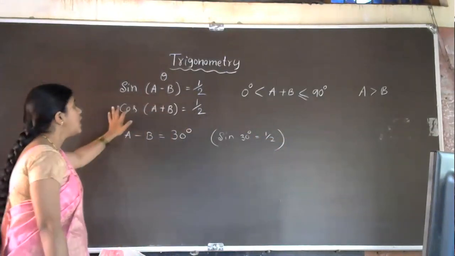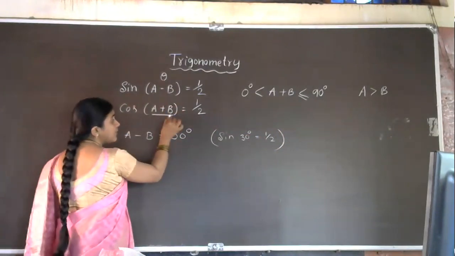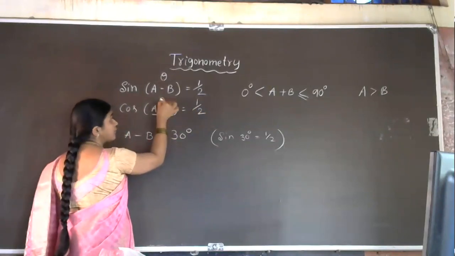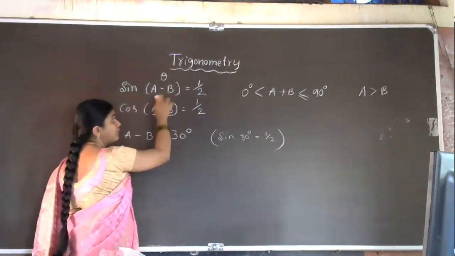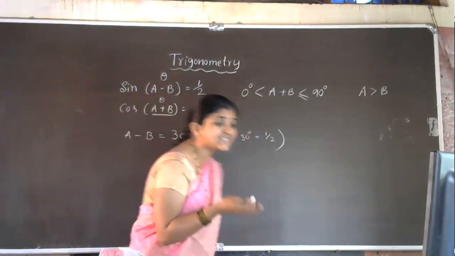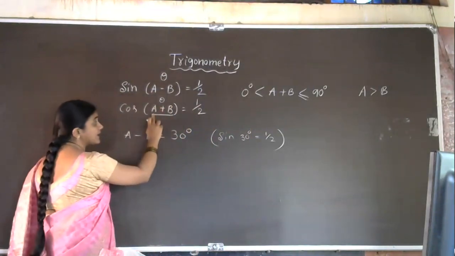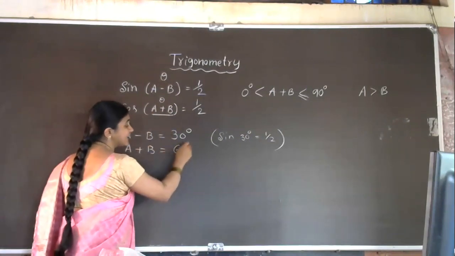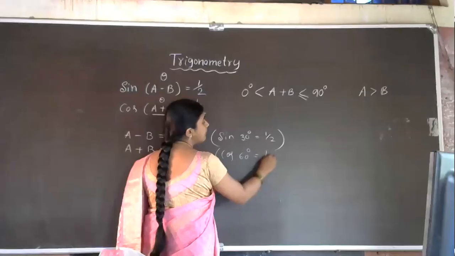In the same way, cos of A plus B is 1 by 2. In A plus B, which value do we have to substitute to get the half value? Cos of A plus B, we will take it as theta. Cos theta is equal to half. For what value of theta is it half actually? Yes, 60 degree. Cos 60 degree is equal to 1 by 2. That's why we can equate this A plus B to 60 degree, because cos 60 degree is equal to 1 by 2.